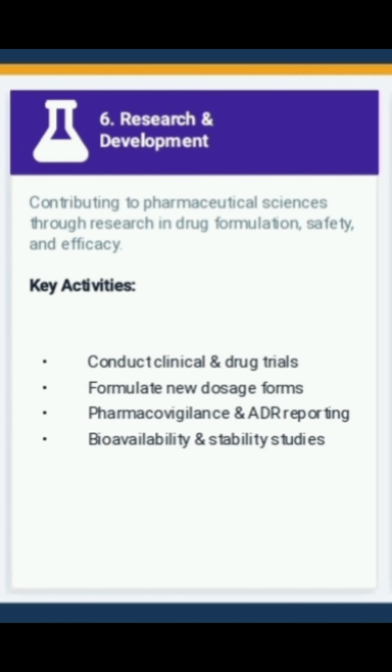Pharmacovigilance, being vigilant in pharmacy. ADR reporting, adverse drug reaction. If there is any adverse drug reaction, then you can immediately report it to the authority. Bioavailability and stability studies mean, for any drug, what is its bioavailability, what is the therapeutic effectiveness, what are the drug-drug interactions, what are the side effects of the drug. You can report to the authorities and study them.